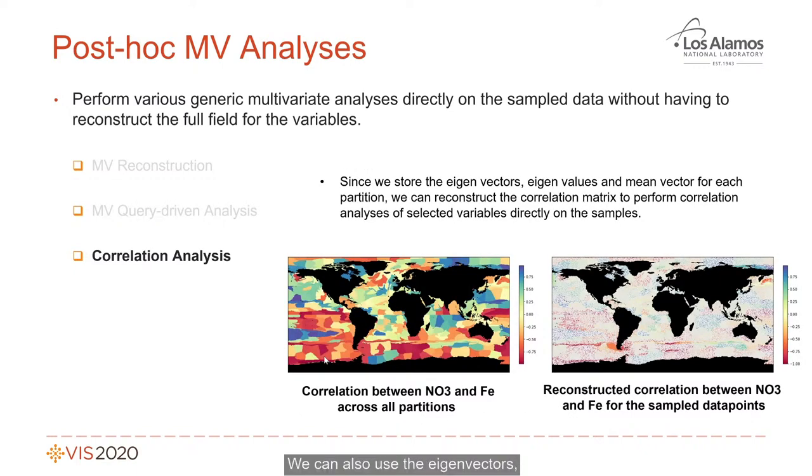We can also use the eigenvectors, eigenvalues, and the mean vector for each partition to reconstruct the correlation matrix for selected variables. Here, we show the reconstructed correlation values between nitrite and iron for the Ocean BGC dataset for the sample points and compare it with the ground truth.